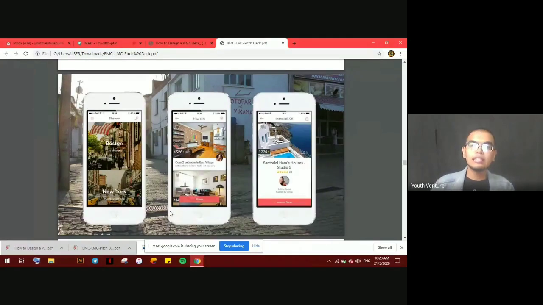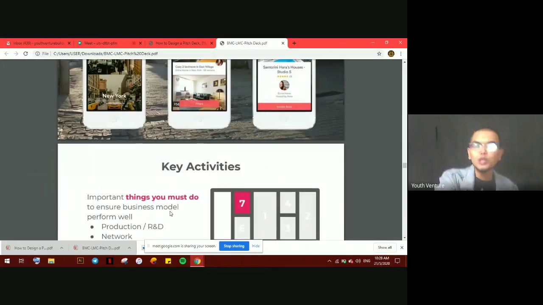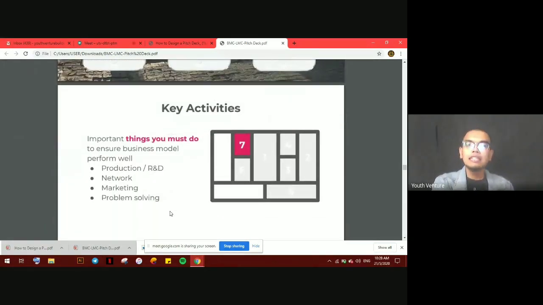Number 3 is the host itself. So the host can be considered as a key resource, because if you do not have the host, or if you do not have the location, or if you do not have the house, the content of the website, you can't run your business. So the next part is key activity.